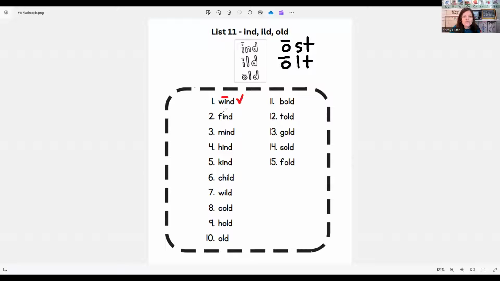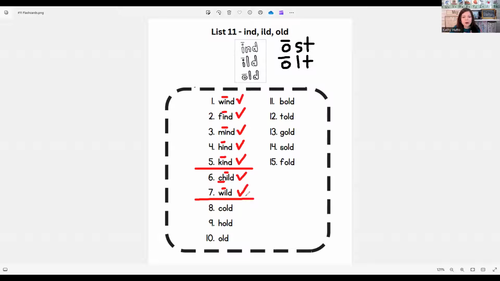Number 2, find, find. Number 3, mind, mind. Number 4, hind, hind. Number 5, kind, kind. Now we're going to change and we're going to use the ILD. Child, child. Number 7, wild, wild.